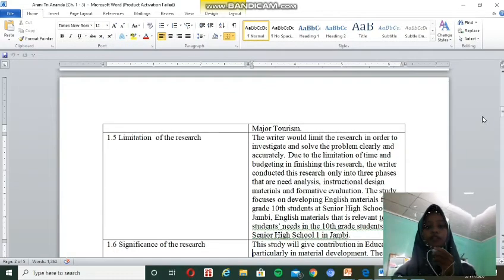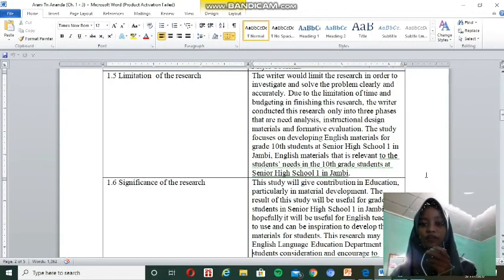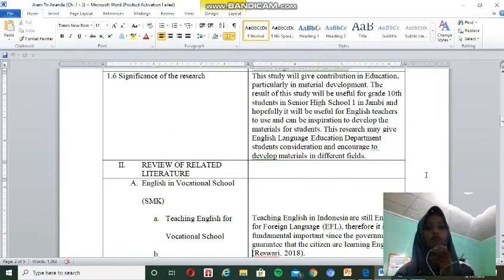And the limitation in here: the writer will limit the research in order to investigate and solve the problem clearly and accurately due to limitation of time, budget and finance. The writer conducts the research only in three phases: need analysis, instructional design, material, and formative evaluation. The study focuses on developing English material for 10th grade students. And the significance is that the study will give contribution in education, particularly in material development.